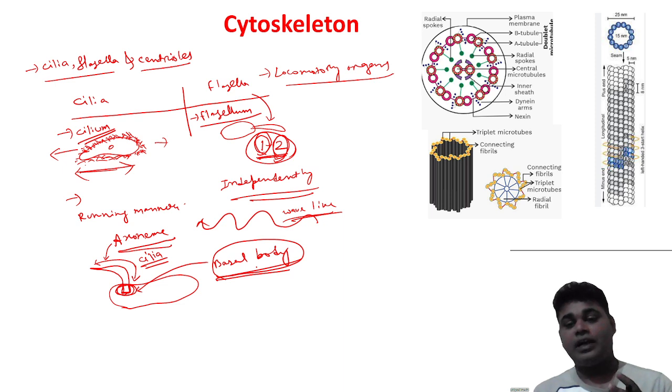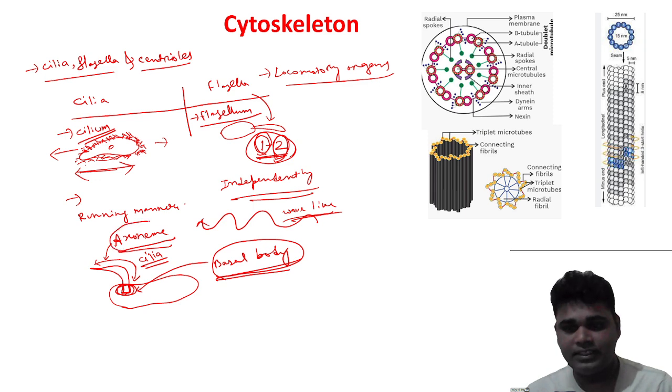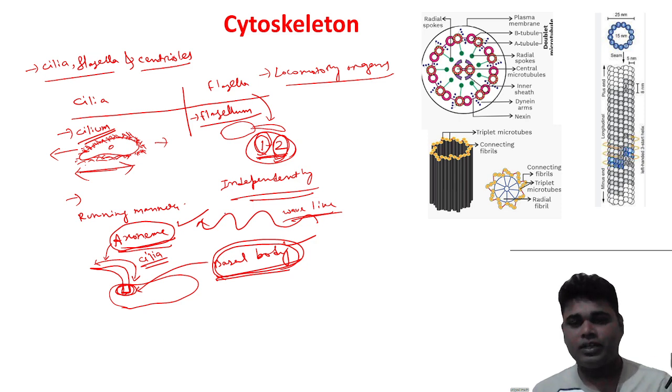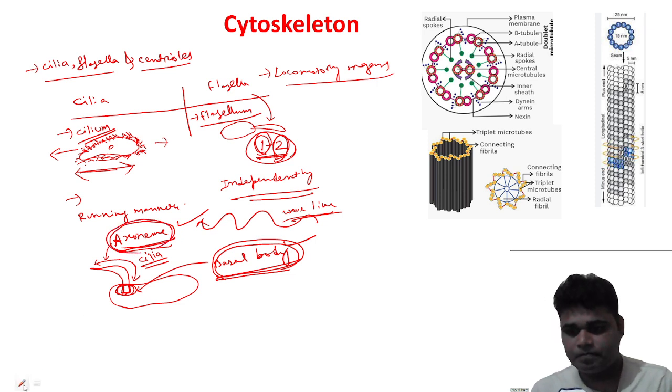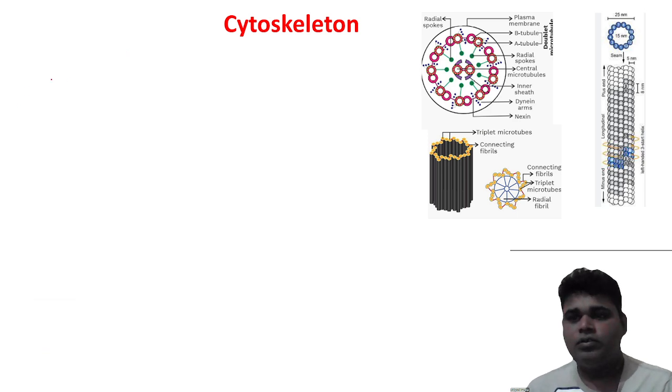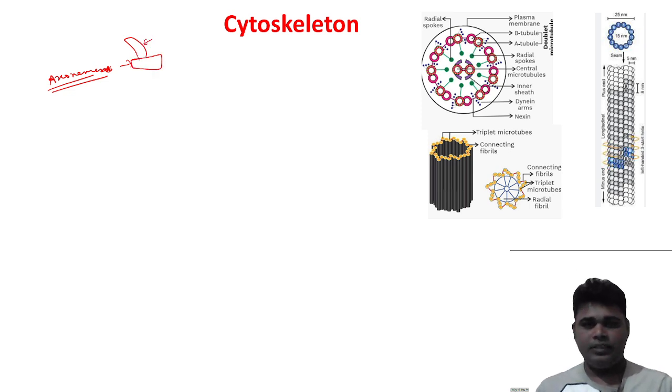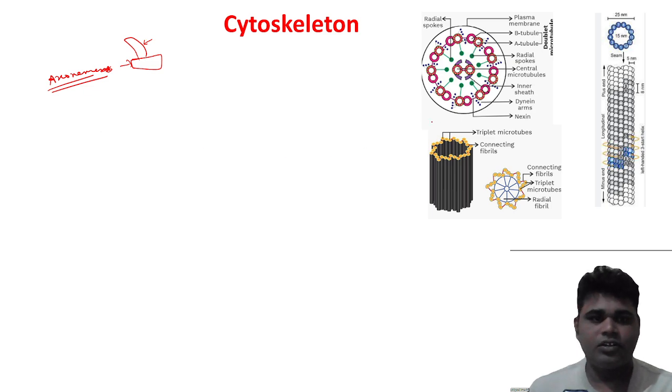Obviously the microtubules are present inside the axoneme and also in the basal body, but the structures are very different. So now look at the structure. First we should look at the axoneme structure. Now I am telling about the axoneme structure. That means the structure which is present outside the body is called the axoneme structure. Now in the axoneme, the structure looks like this.